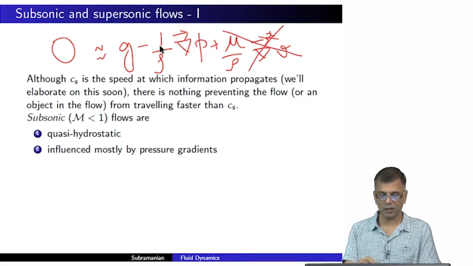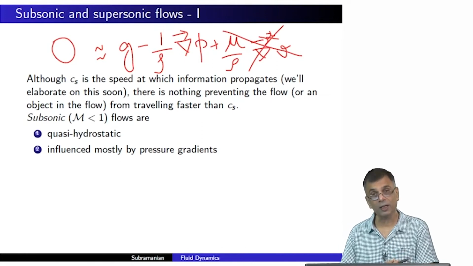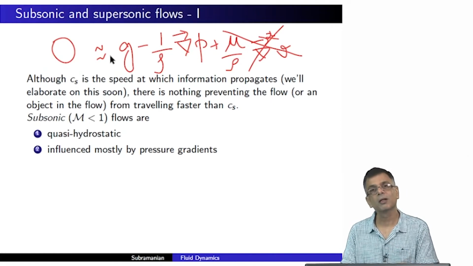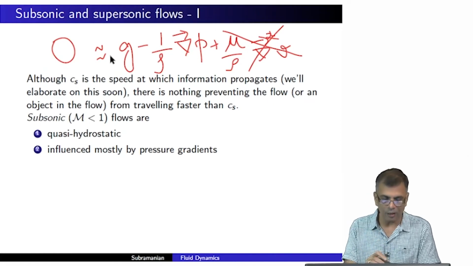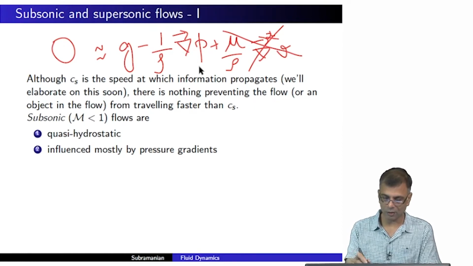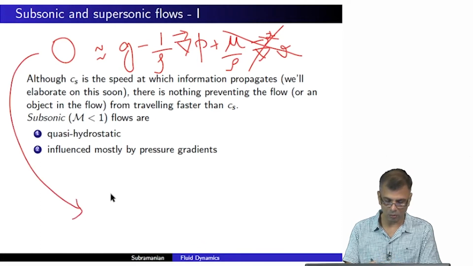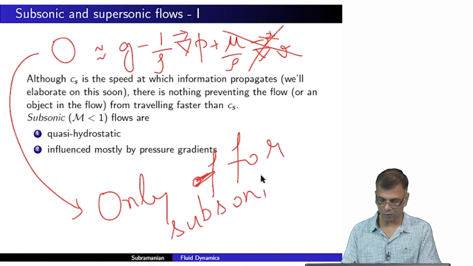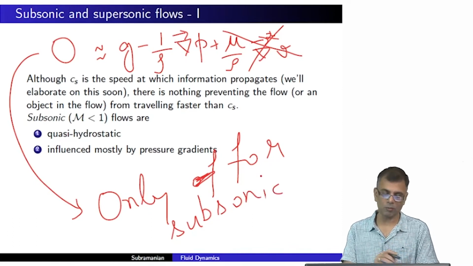Now, if you just take these two terms and set it equal to 0, what does this look like? This is a hydrostatic situation, right. There is no appearance of velocity now, and this is valid only for subsonic flows. You can put a 0 here because the inertial term is not so important. That's the whole definition of subsonic flows.